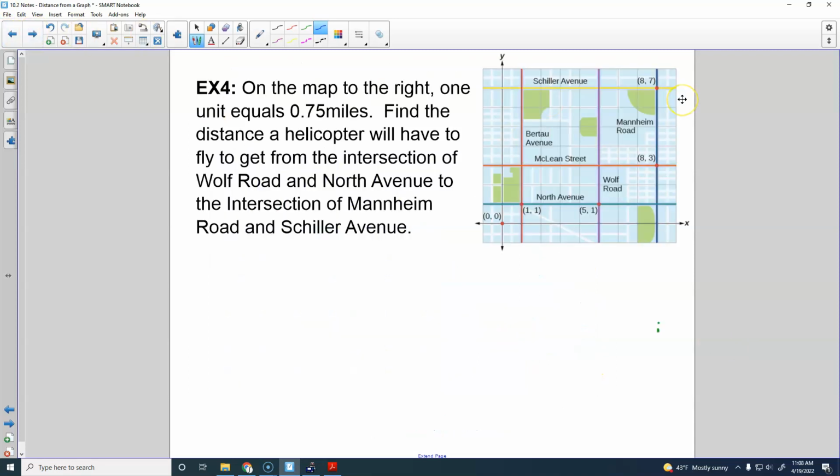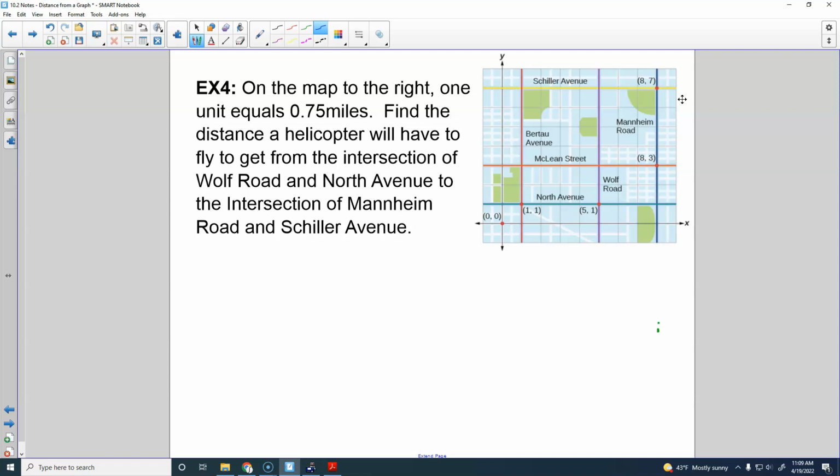All right. Here's one that's in context. So on this map to the right, 1 unit equals 0.75 miles. So that means 1 point, like 1 block, equals 0.75 miles. We're supposed to find the distance a helicopter will have to fly to get from the intersection of Wolf Road and North Avenue to the intersection of Manheim Road and Schiller Avenue.